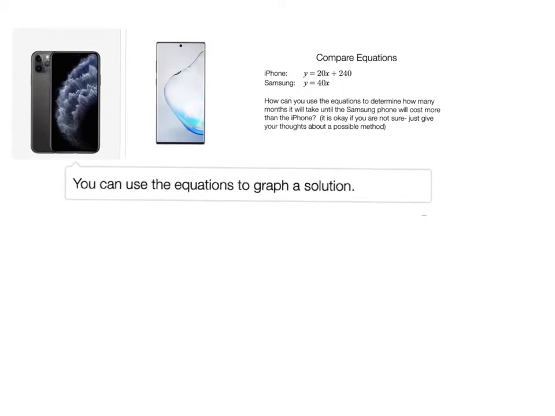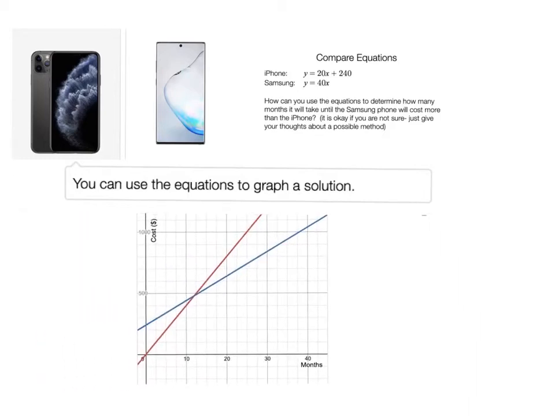Some people said you can use the equations to graph a solution. Well, that's what we did. If you recall, we used the equations here and we graphed them. By the way, some folks need a little extra practice on graphing their slope and y-intercept. But we noticed on the graph that this point is the important point because it tells us where the two lines are equal, where the two costs are equal. So if you'll notice here on the x-axis at 12 months, the cost is going to be the same at $480. So it is true. We could use our graphs to find the point where the two lines cross, where the costs are the same.